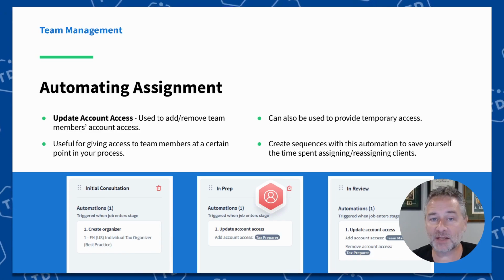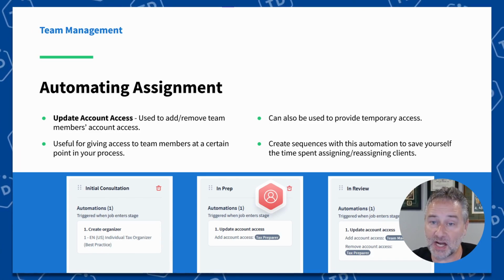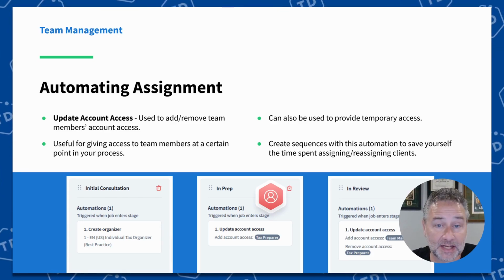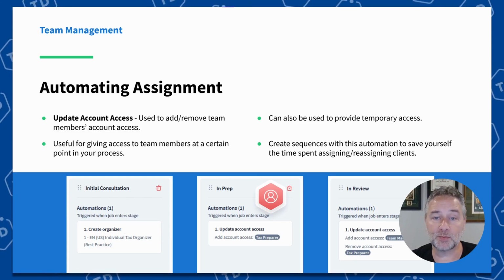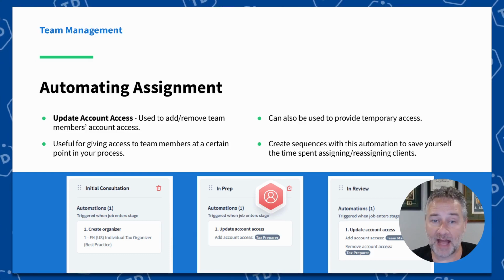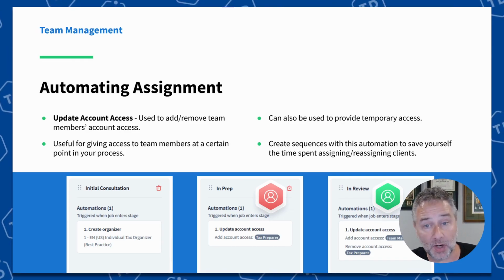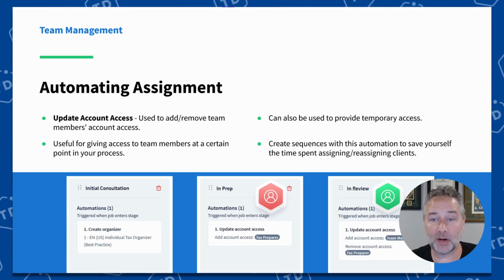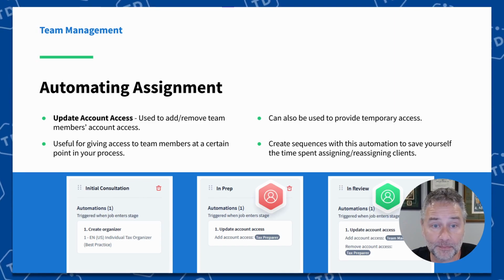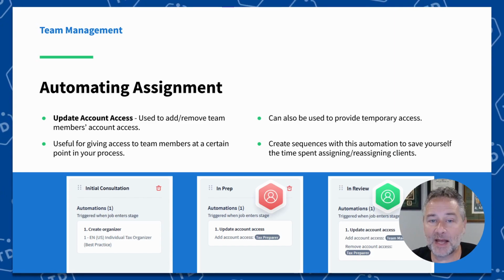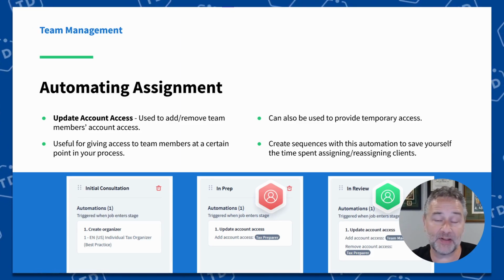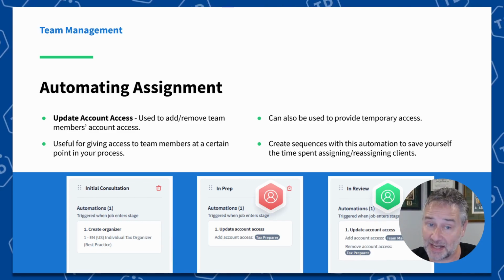At this point, the tax preparer does their work, and once everything is done, the client's job will once again move and trigger whatever automations are in the next stage. So what I'll do there is prepare another Update Account Access automation that will unassign my tax preparer and assign my reviewer. Now, the tax preparer can't access the account anymore, but they also don't need to because they're done with their work, right? So in this three-step example, the assignee automatically changed multiple times without me having to do any of that manually. Now that's pretty neat, isn't it?